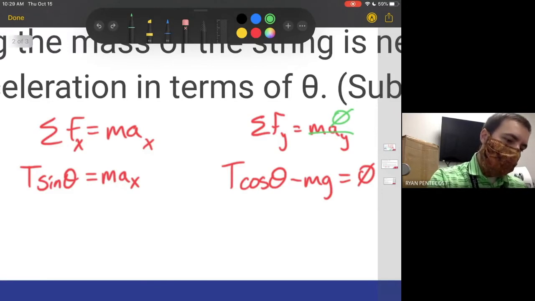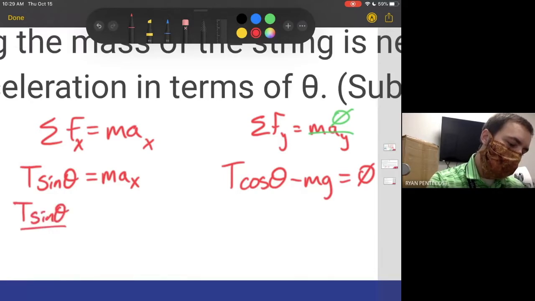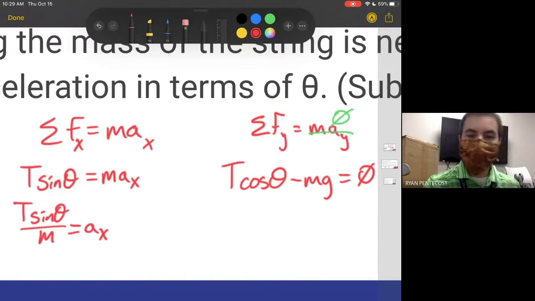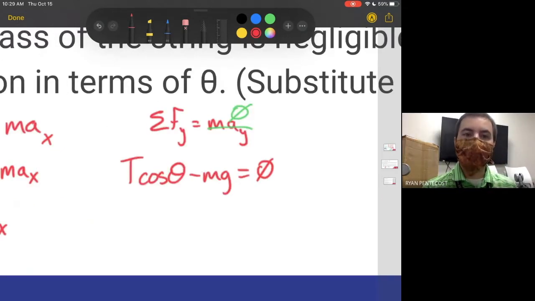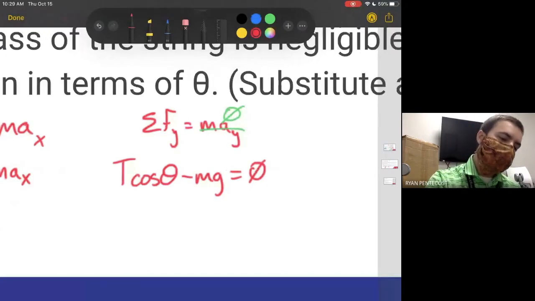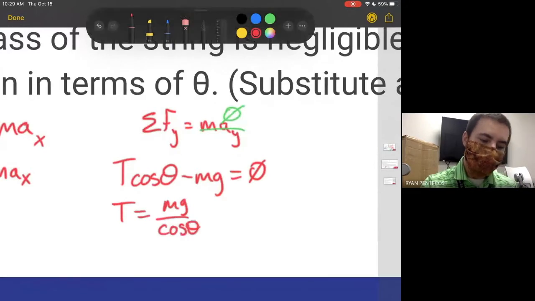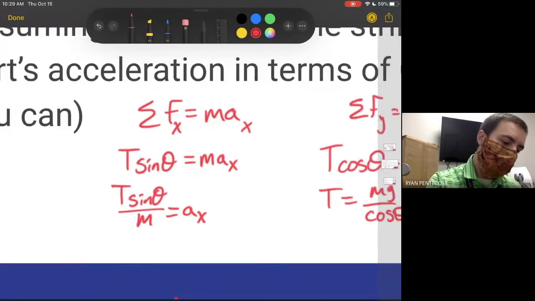So if we solve that, let's say we have T sine theta divided by m equals a in the x. Done, right? But it did ask us to solve this in terms of theta and substitute away as many other variables as possible. So what we can do on the y side, we can solve for tension and plug that in, and that will help us cancel things out. So if we solve for tension, tension would give us mg divided by cosine theta, right? Add your mg, divide cosine. If we put that over here, see what we would get?